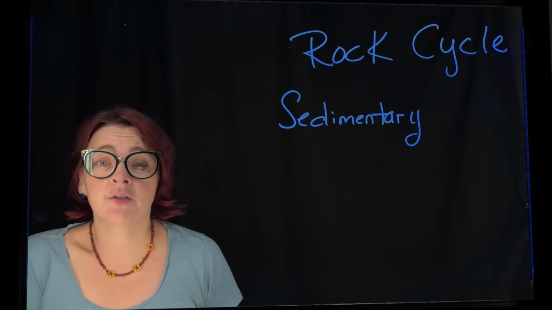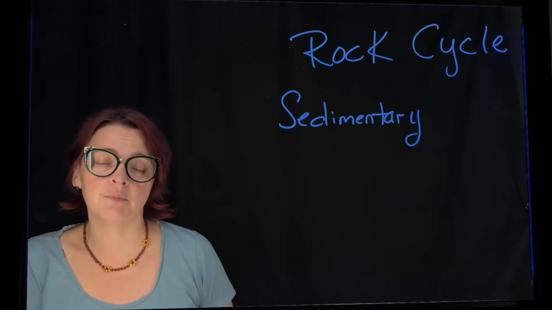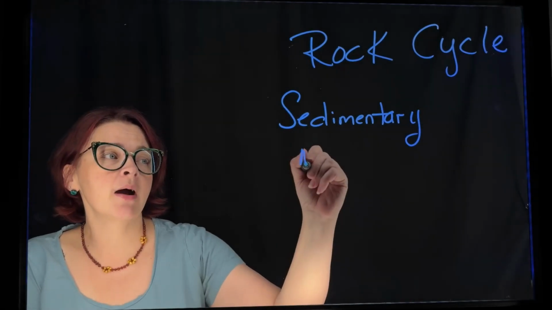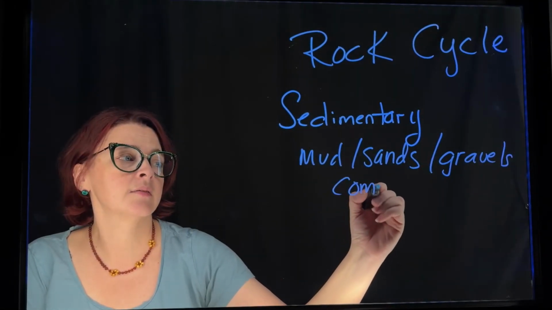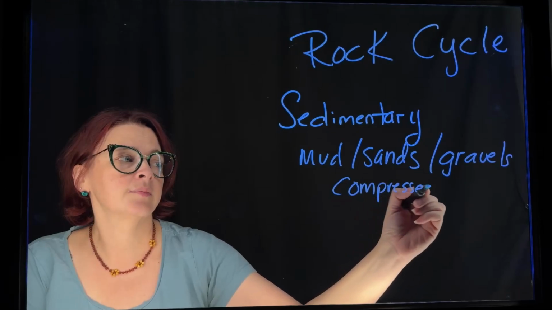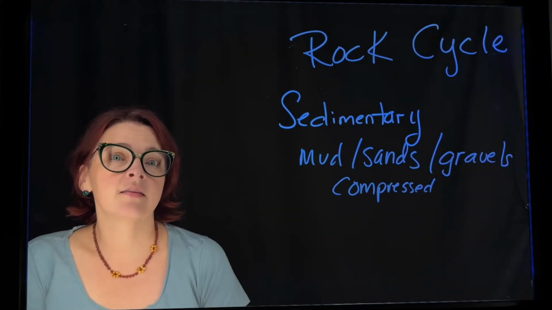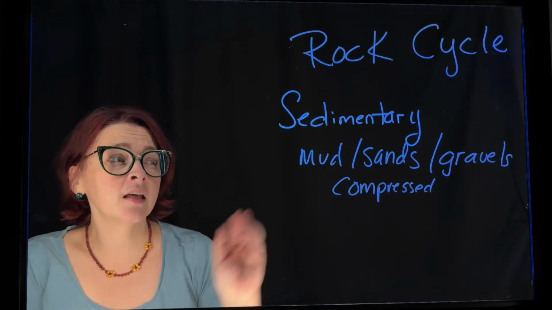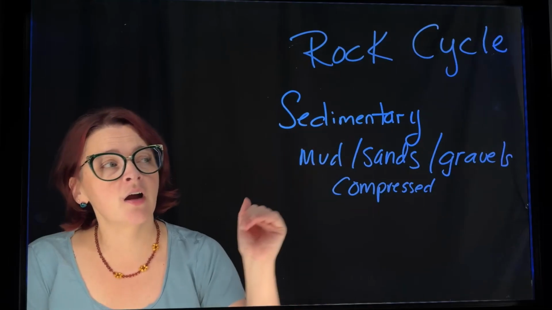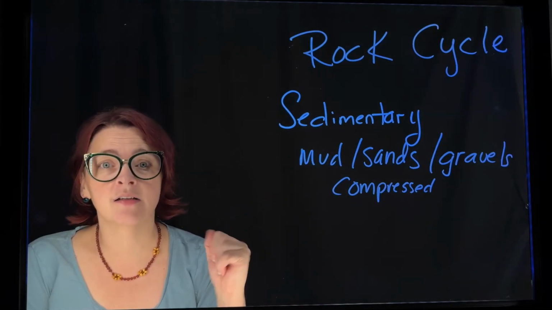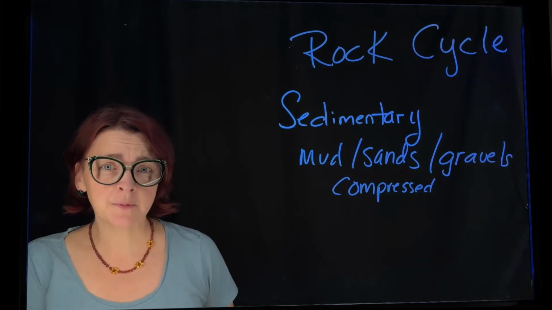Then we have sedimentary rock. Sedimentary rock is formed from smaller particles being compressed together. So we can have mud, sands, and gravels that are all compressed that can then form a sedimentary rock. It can be mostly mud and be mudstone, it can be mostly sand and be sandstone, or it can be a mixture of these other rocks creating a sedimentary rock. The fossil record is found in sedimentary rock.